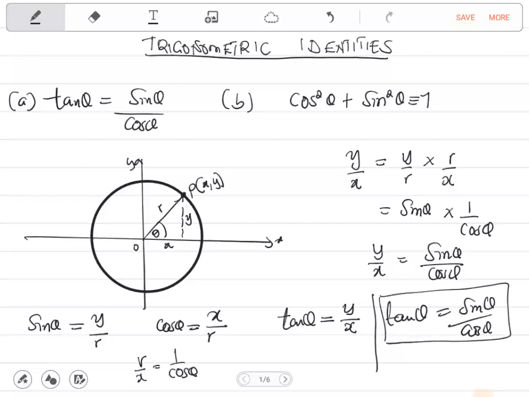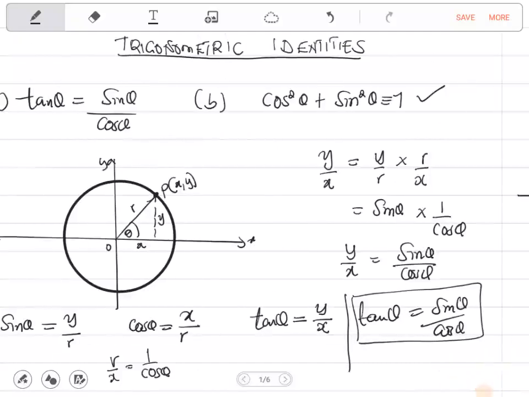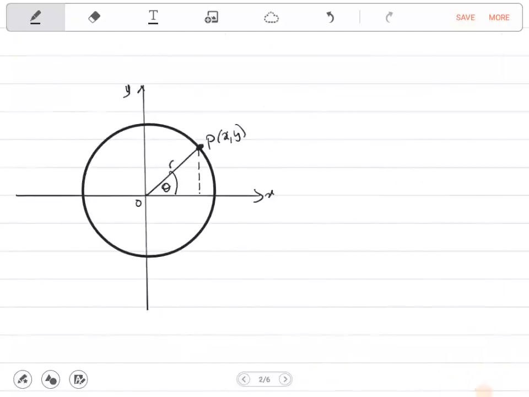So this is the first identity that you need to know. The next identity is the Pythagorean identity. We are also going to consider a unit circle. So now let's go on and prove this one. We are going to consider a unit circle as well, with everything labeled for you. We are going to consider the Pythagorean theorem, and we express the radius in terms of x and y.